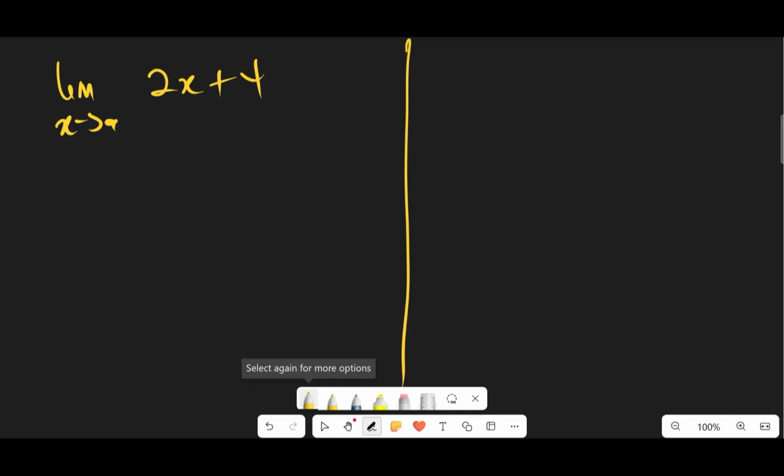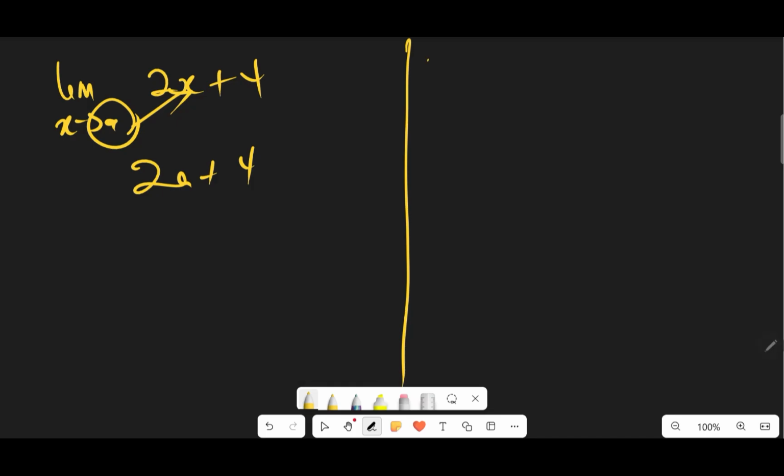So with this one, as it's approaching a, we are going to get 2a plus 4 because we are going to put this a where we see the x. So we are going to get 2a plus 4. Now, what we have to do is a direct substitution. We do a direct substitution. Then we get our answer.